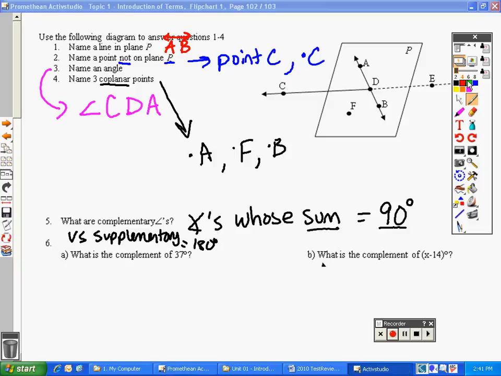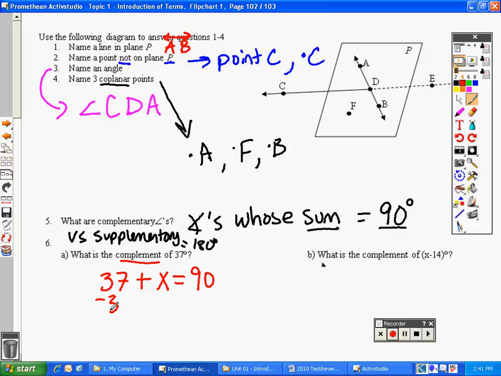We need that to answer the next question. The next question says, what is the complement of 37? So this means that 37 and its complement add up to 90 degrees. That's because they're complementary. So if I subtract 37, if I just solve this little problem we've got going on here, I'm going to end up with x equals 90 minus 37 is 53 degrees. That is the complement of 37 because it and 37 make 90.